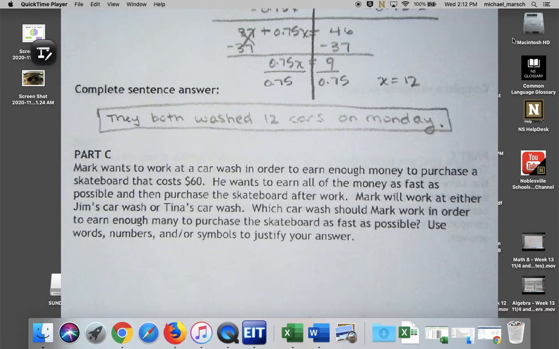All right, Hunter, what are your thoughts here? All right. A lot going on there, right? We know he wants to earn $60 ASAP so he can go get that sweet skateboard. Okay, Landon, what are your thoughts? I think you should work at Jim's car wash. Why? Because Jim made more money. Well, he makes more money up front, but what if nobody comes to the car wash that day? Is he going to make the $60?